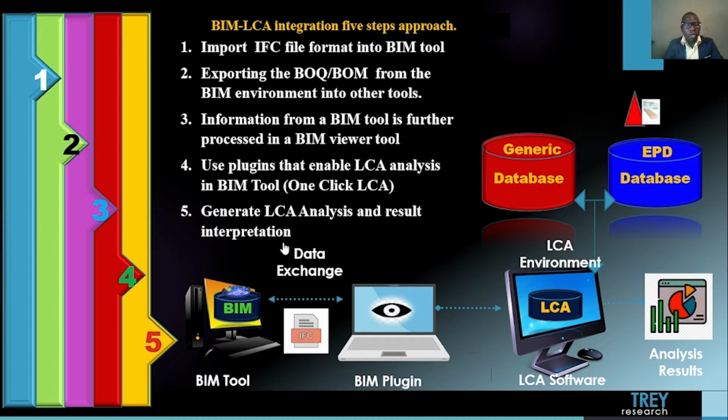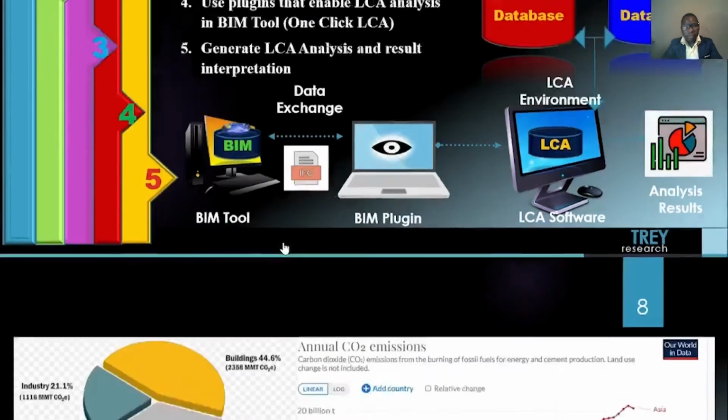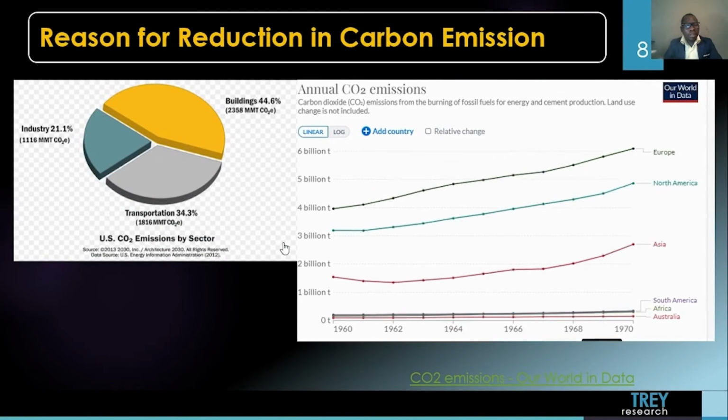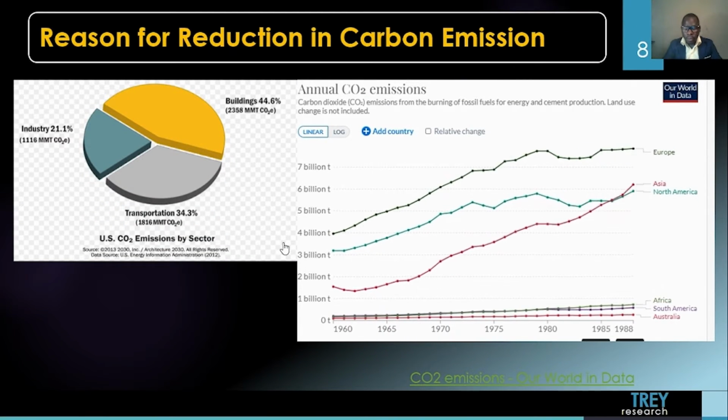We have BIM tool. From BIM tool, we have IFC file, we have BIM plugin, we have LCA. In LCA, we have two types of database. We have generic database and we have EPD. What is EPD? EPD is environmental product declaration, which enables us to assess the environmental performance of a product during the entire life cycle.